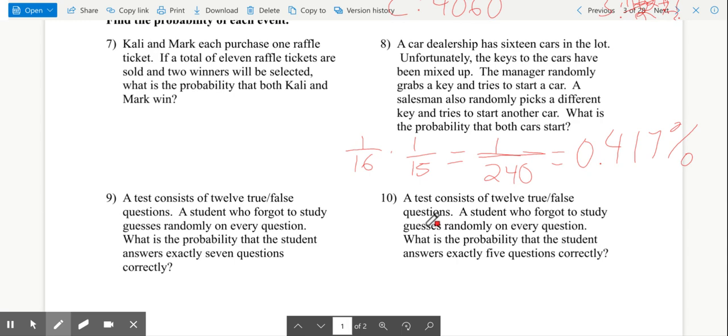So a test consists of 12 true or false questions. A student who forgot to study guesses randomly on every question. What is the probability that the student answers exactly 5 questions correctly?